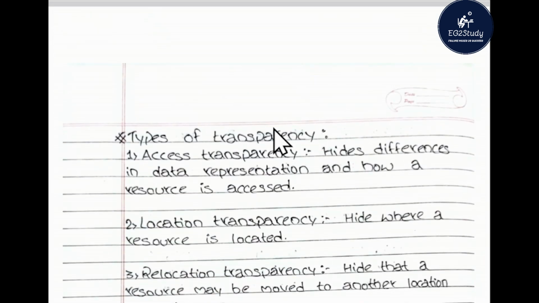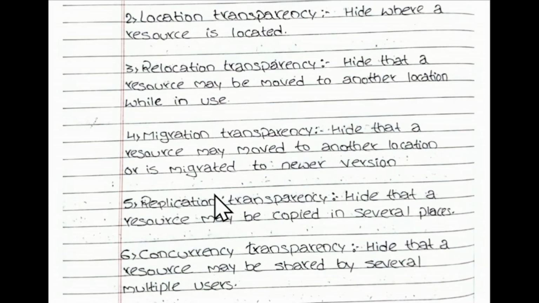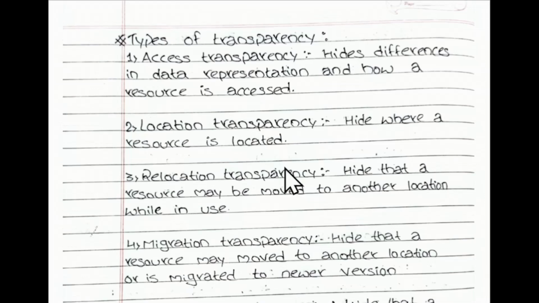There are different types of distributed transparency: access transparency, location transparency, relocation transparency, migration transparency, replication transparency, concurrency transparency, and failure transparency. There are 7 types of transparency.